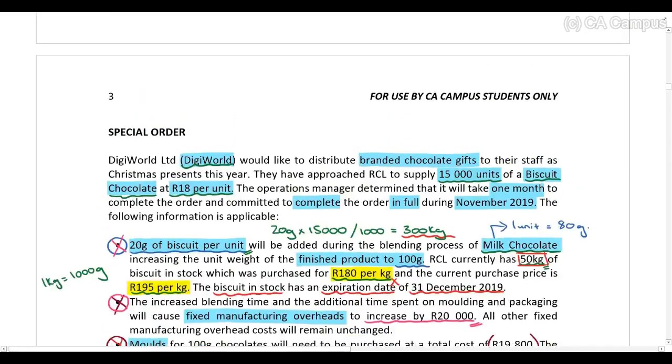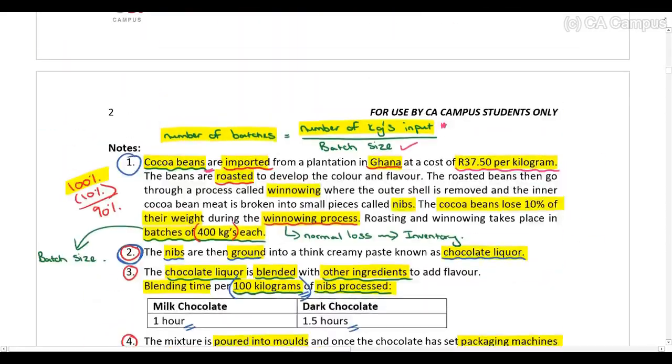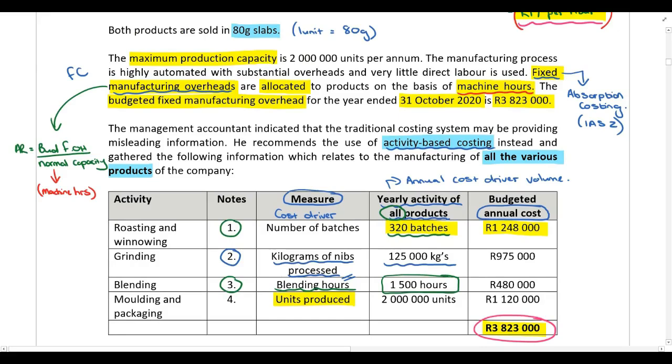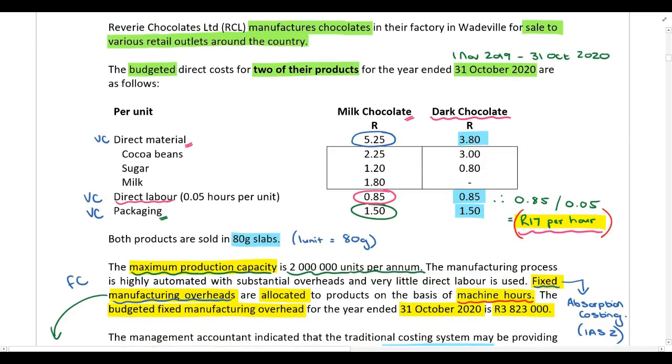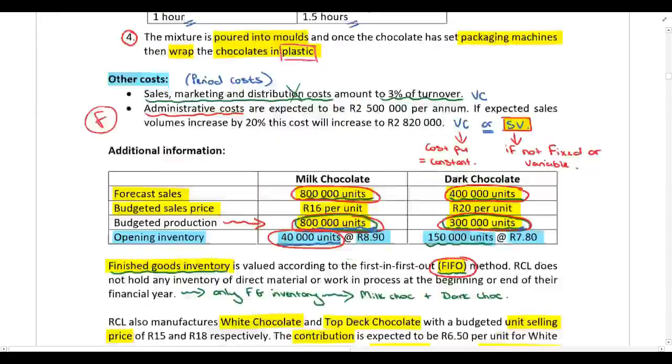So if we go back, we were told on the first page that the maximum production capacity is 2 million units per annum. So they can only produce a maximum of 2 million units per annum. Now, we are dealing with the financial year 1 November 2019 to 31 October 2020. And during this same year, during the 2020 financial year, this special order is going to be fulfilled.